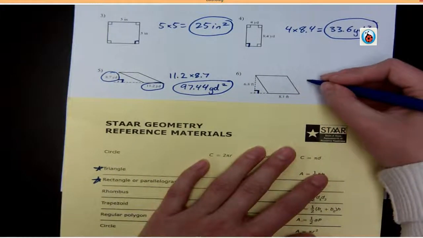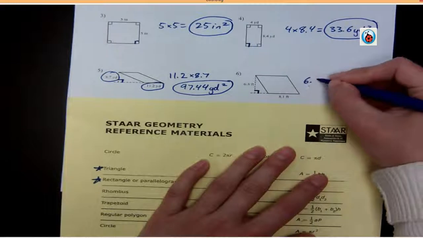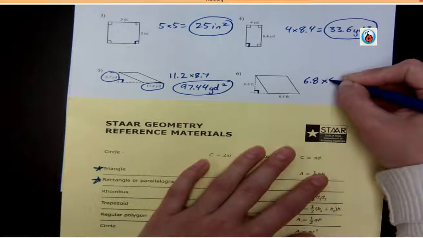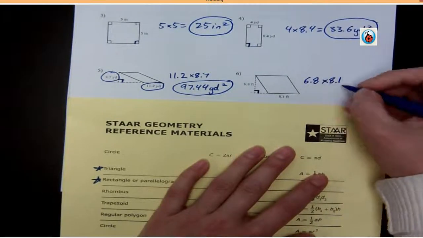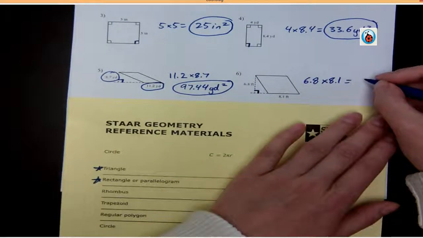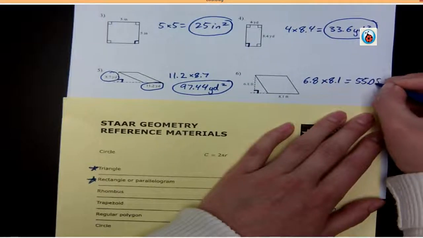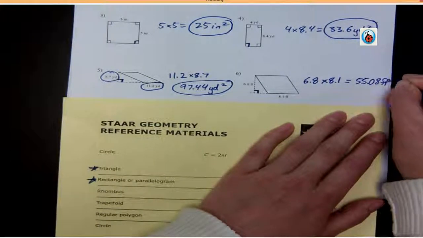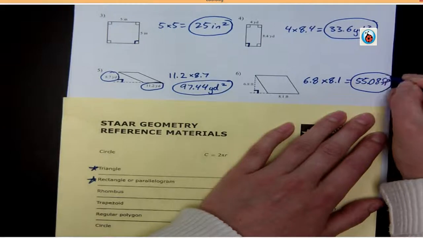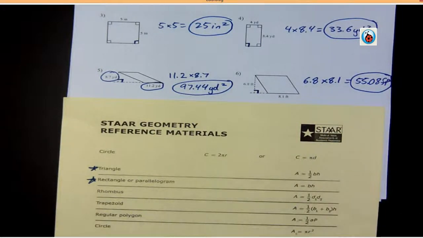Number 6 is 6.8 times 8.1, and it comes out to 55.08 feet squared. Okay.